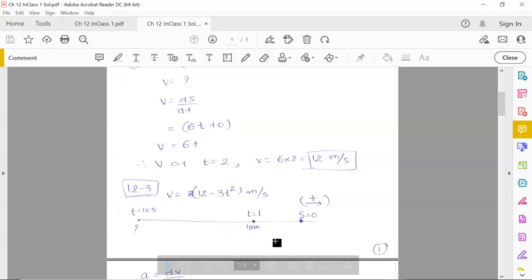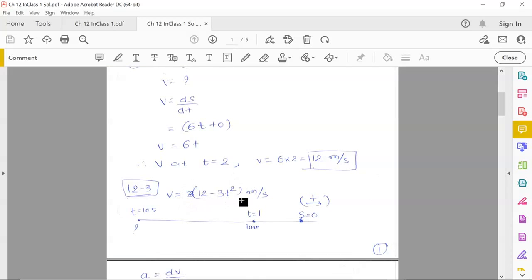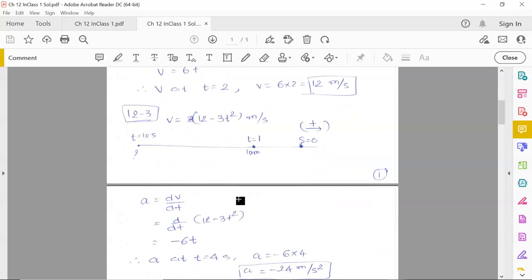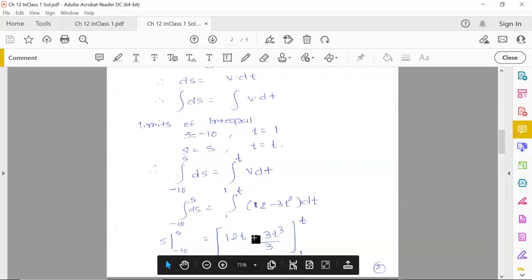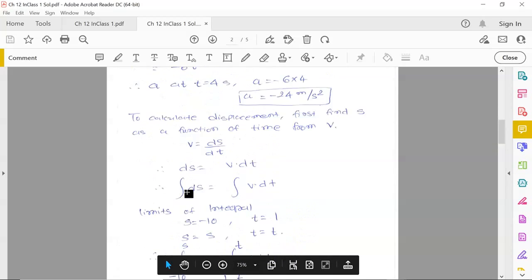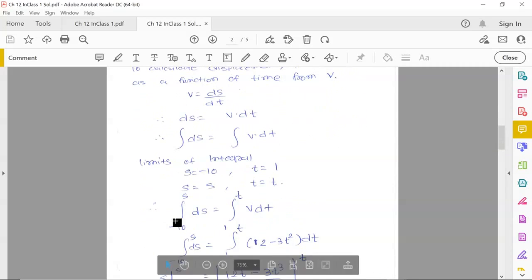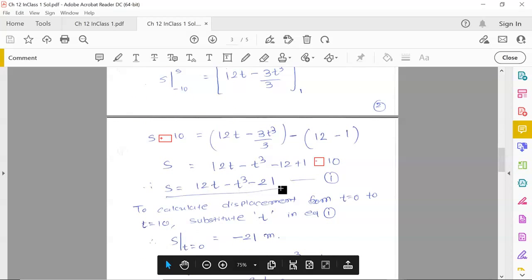For this problem, the displacement depends only on the difference between the final and initial position. So the first thing we need to do is find the position function from the velocity function by integrating it, and that has been done here. Now the initial position and time are given in the problem. So based on the initial condition, the position function has been calculated, which is given here.